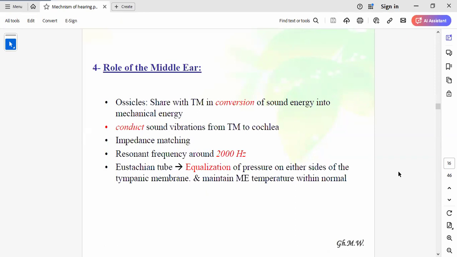Role of the middle ear. As we said, the ossicles share with the tympanic membrane in the conversion of sound energy into mechanical energy. Second, they conduct sound vibration from the tympanic membrane to the cochlea, and take part in impedance matching. The resonant frequency of the middle ear is around 2,000. The Eustachian tube functions to equalize pressure on either side of the tympanic membrane so it functions at its optimum level, and maintains middle ear pressure within normal. So the functions of the middle ear are conversion of sound energy into mechanical energy, conduction to the cochlea, impedance matching, resonance around 2,000, and Eustachian tube equalization of middle ear pressure with atmospheric pressure, so the tympanic membrane and ossicles function at their optimum level.